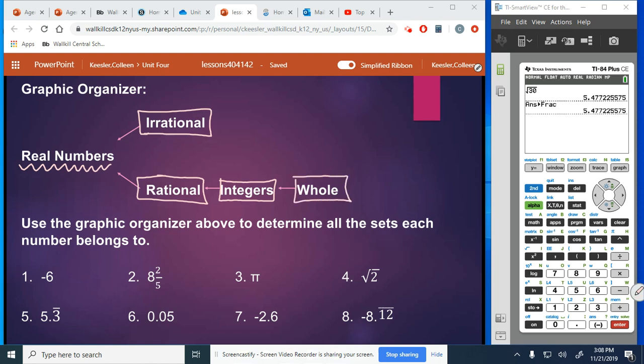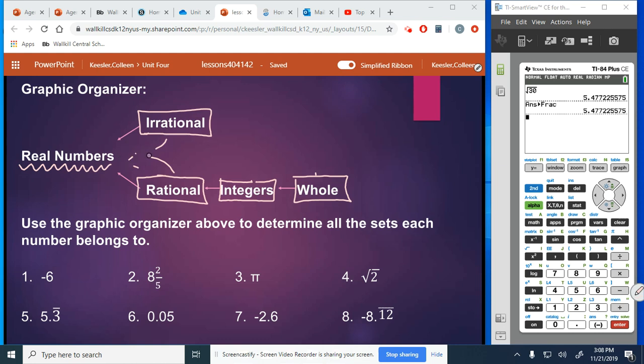So we can use this graphic organizer to figure out what set something belongs to. So if something is a whole number, it's also an integer, it's also a rational number, it's also a real number. If something is an integer, it's also rational and also real. If something is just rational, it is also real. And if something is irrational, it is also real.